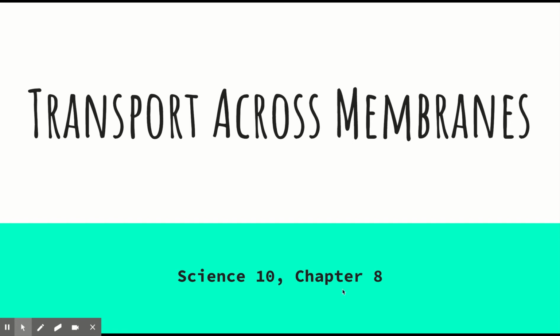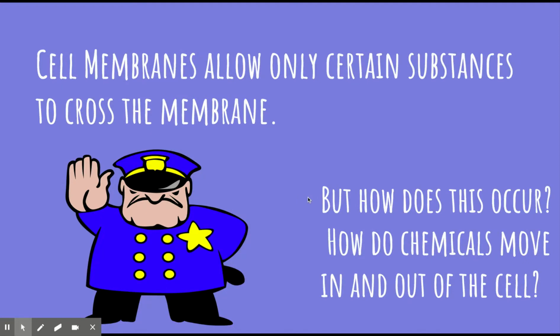Today we're going to talk about transport across membranes and the different ways that this can occur. When I'm talking about membranes, we're going to focus mostly on membranes that are present in cells. Cell membranes only allow certain substances to cross the membrane. Some things can, some materials cannot. But how does this occur? How do chemicals actually move in and out of the cell?